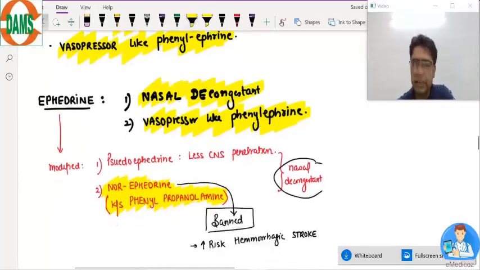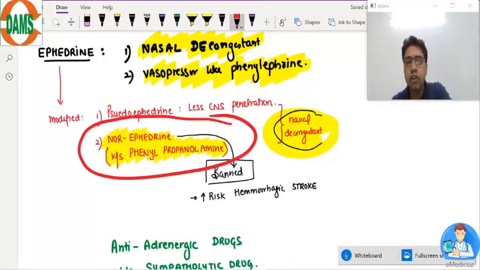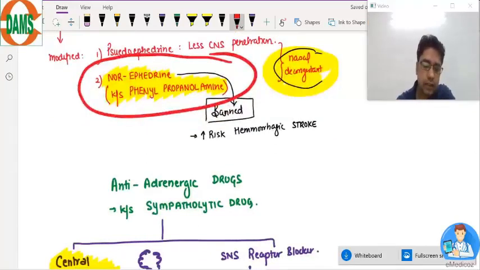Nowadays, we don't use it in asthma, one student was asking me. Okay. Now, modified forms are also used as a nasal decongestant. But among them, one drug has been banned. That drug was phenylpropanolamine. The BP was shooting up and the person was having hemorrhagic stroke. Okay? Person was having hemorrhagic stroke.